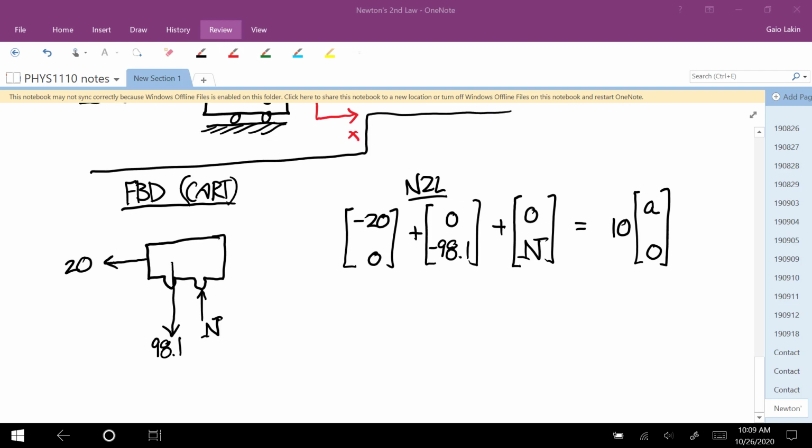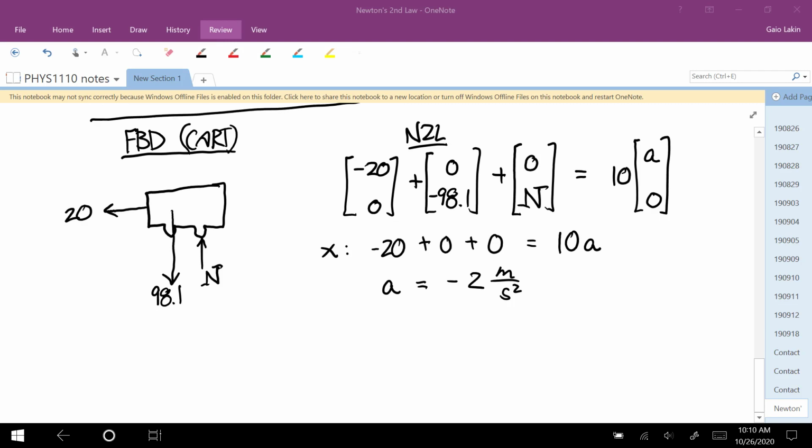And now we have two useful equations. The x equation says negative 20 plus 0 plus 0 is equal to 10a. We can do the algebra, and we get that a is equal to negative 2 meters per second squared. Meters per second squared, that's the units for acceleration, and it's also the units you would get if you kept your units through the whole calculation.